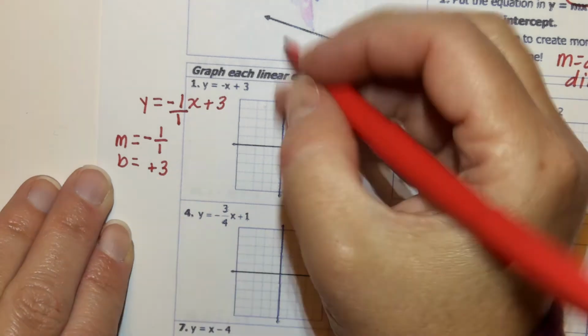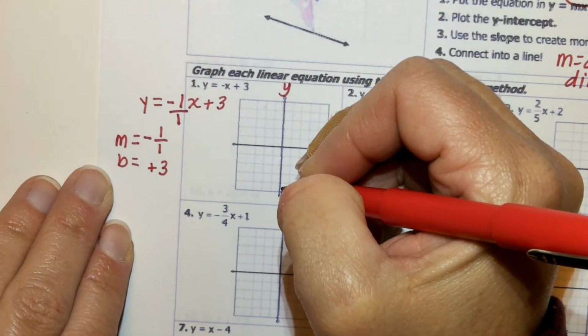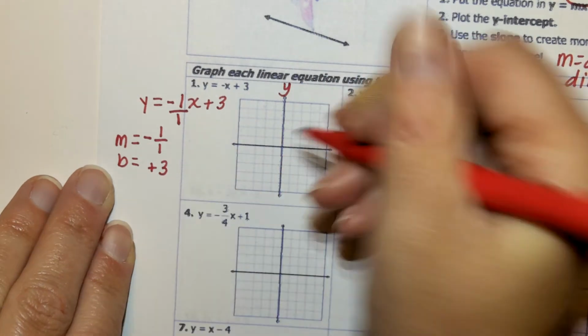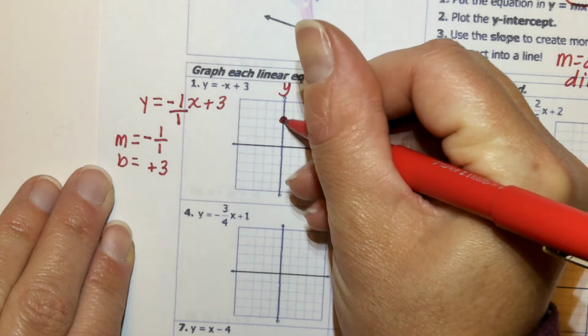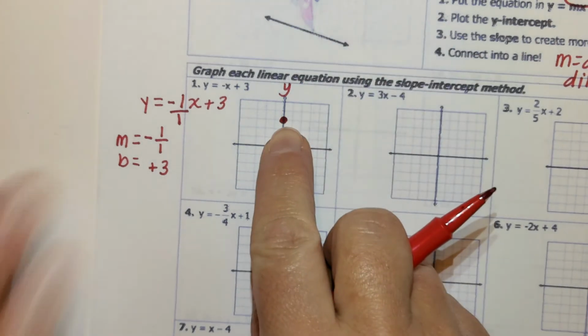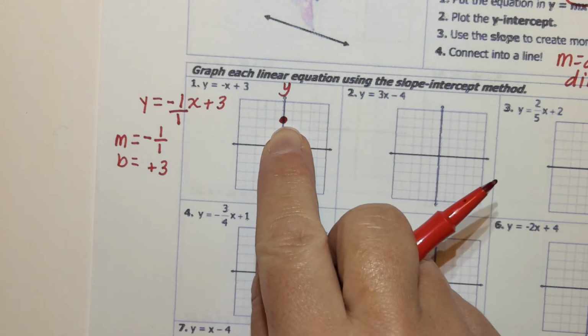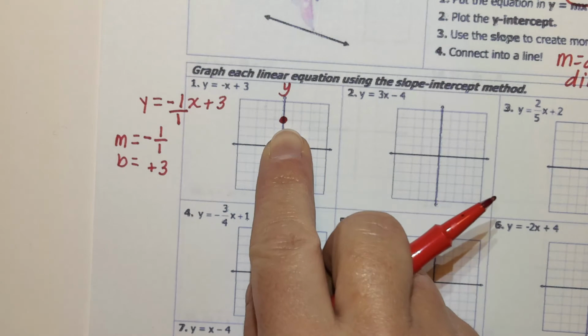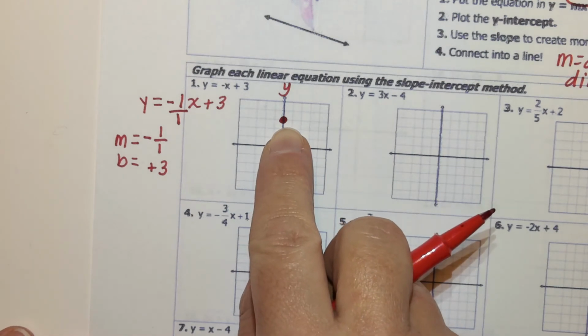Step 1, plot the y-intercept. So you find the y-axis. That's that guy. Remember, y to the sky. Find positive 3, which is up 3 from the origin, and you put a big dot right there. That's what a y-intercept is. It tells you the point at which your line is going to cross through the y-axis.